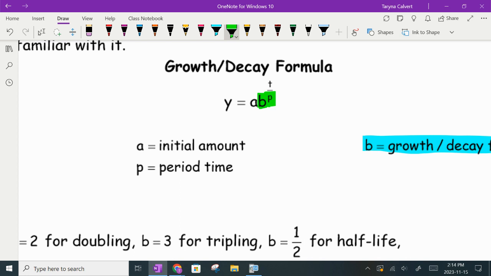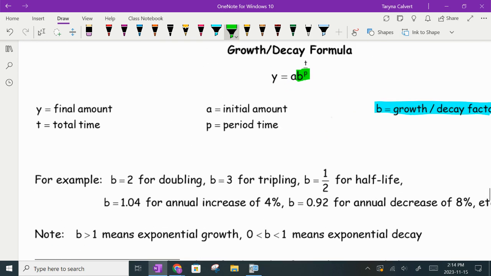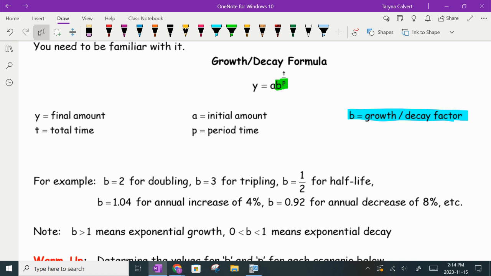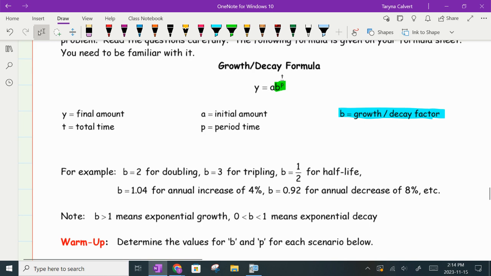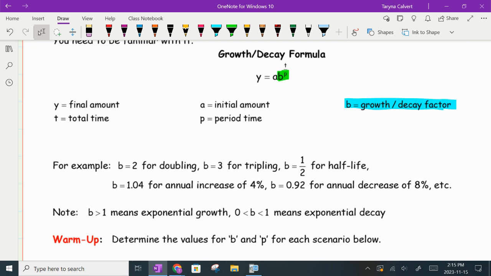T is your total time. So if your total investment's for 10 years, T is your total time, versus your period time. Does it make sense, the difference between the two? Because if it's doubling every 3 minutes, but your bacteria is growing for 10 years, that's total time versus your growth decay factor time. So it's important that we understand what each piece is, because then when we read the questions, we substitute pieces in.